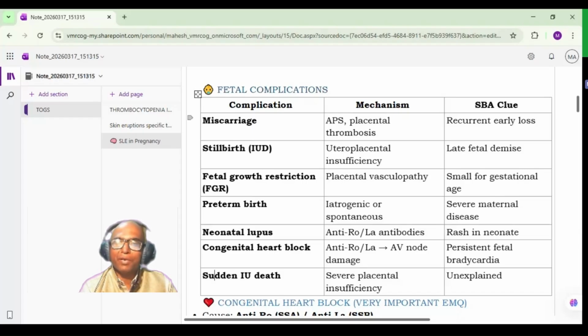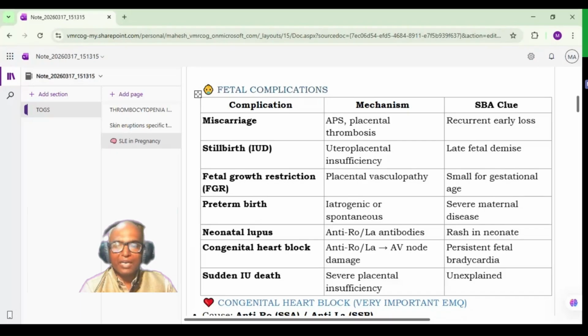Miscarriage may be because of antiphospholipid antibody syndrome or placental thrombosis, and these are recurrent early losses. Stillbirth is mainly because of uteroplacental insufficiency, it is a late fetal demise. FGR is because of placental vasculopathy, and it will lead to SGA. Then there is a possibility of iatrogenic or spontaneous preterm birth because of severe maternal disease. Neonatal lupus is mainly because of anti-Ro and anti-La antibodies. There will be rash in the neonate.